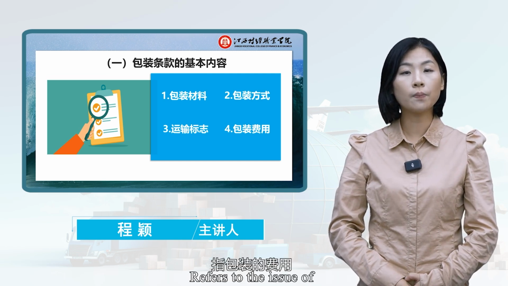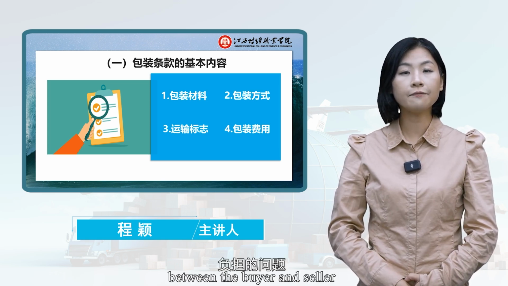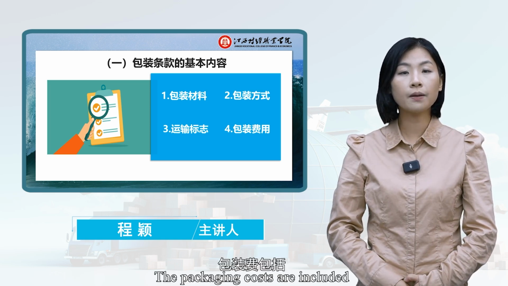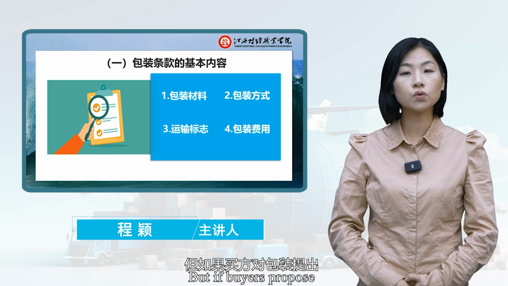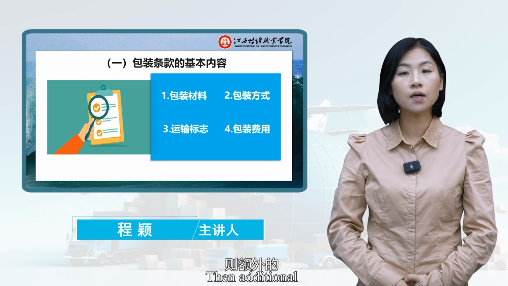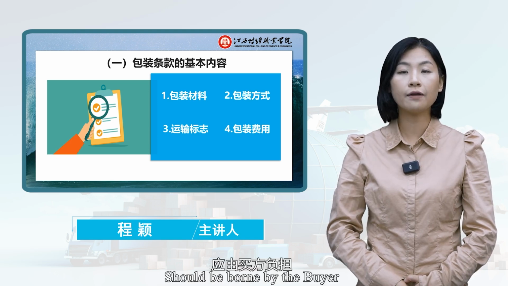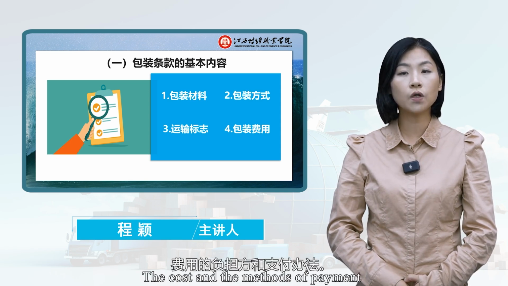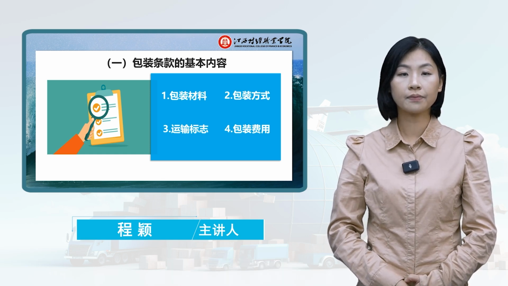Packaging cost refers to the issue of who bears the cost of packaging between the buyer and the seller. Generally speaking, the packaging costs are included in the price of goods and are not separately charged. But if buyers propose special requirements, then the additional packaging cost, in principle, should be borne by the buyer, and the party responsible for the cost and the methods of payment should be specified in the contract.